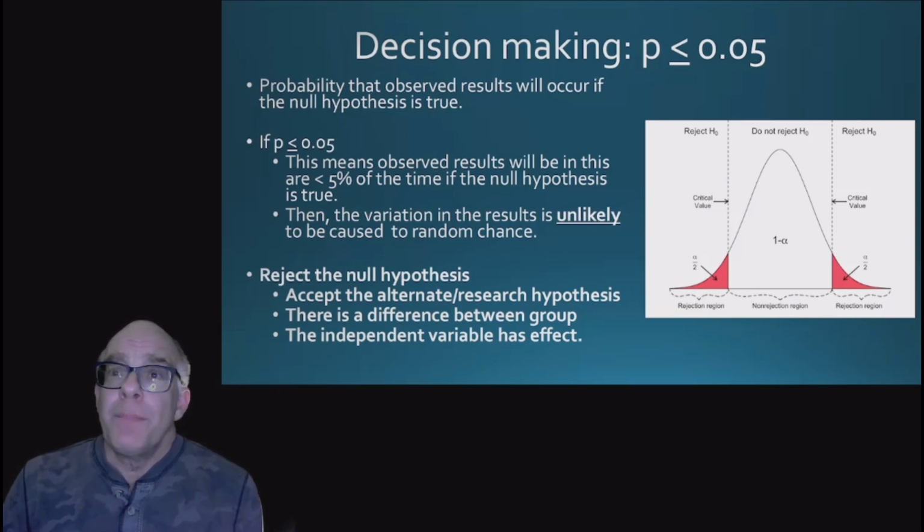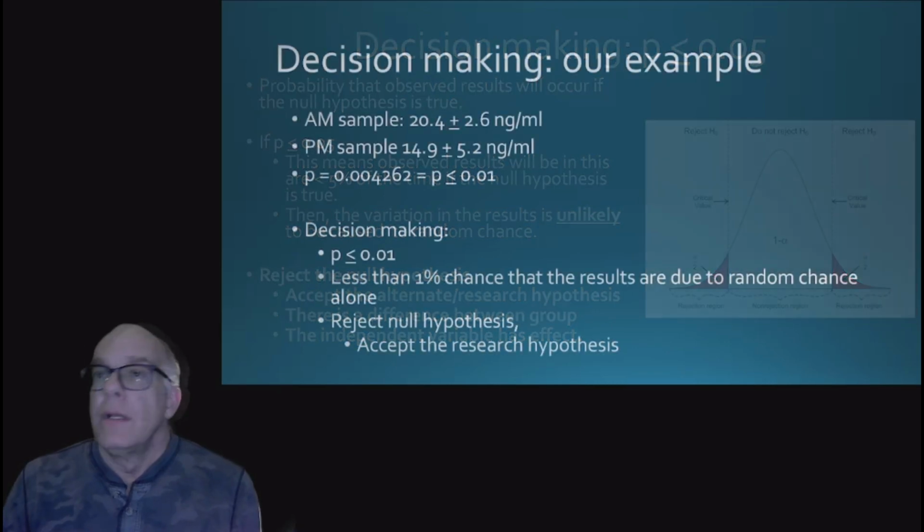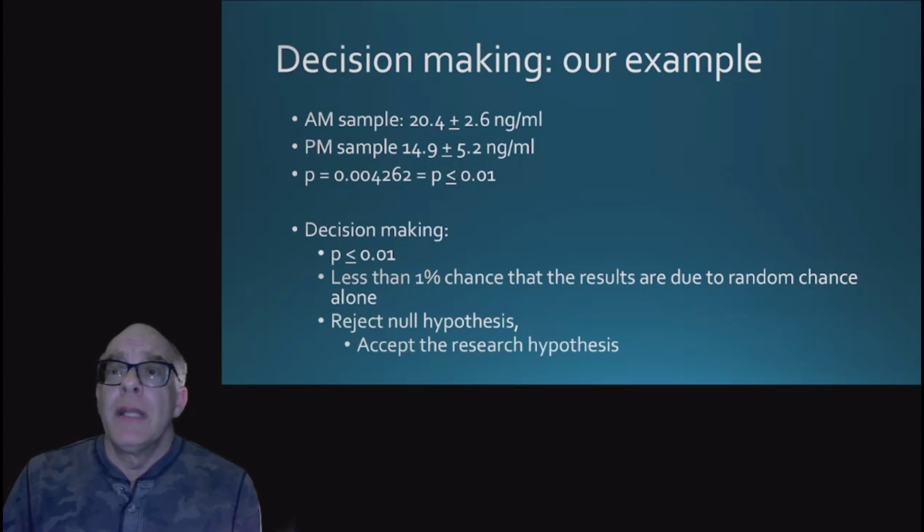And so with a p-value less than 0.05, we are going to reject the null hypothesis. And if we reject the null hypothesis, that means we are going to accept our alternate or research hypothesis. The overall effect of this is that there will be a difference between the groups and the independent variable has an effect.